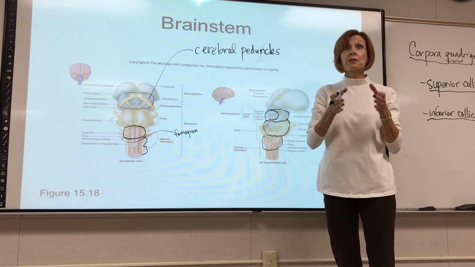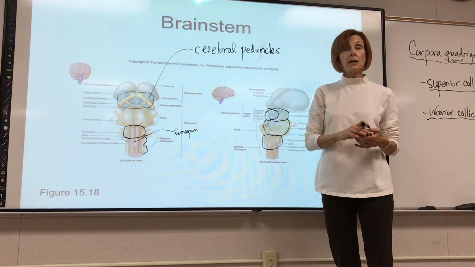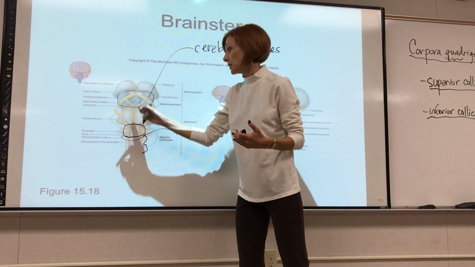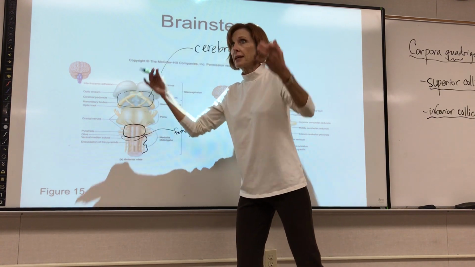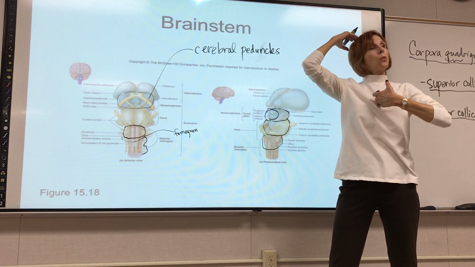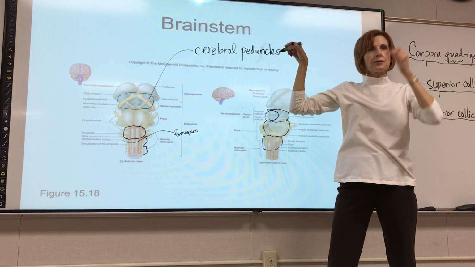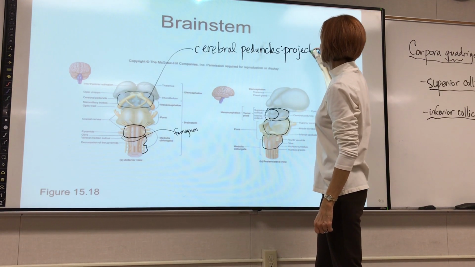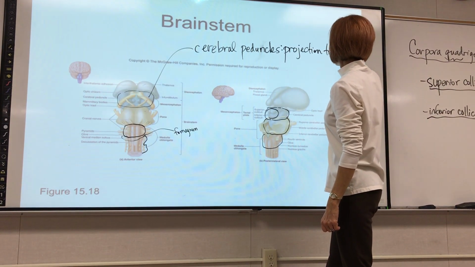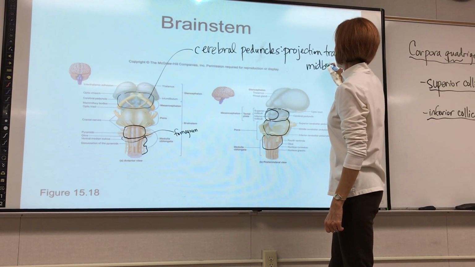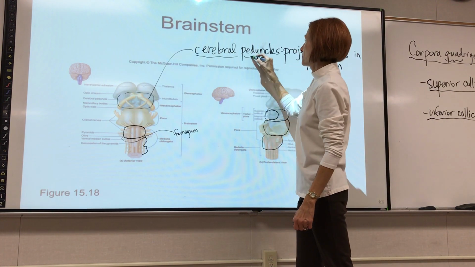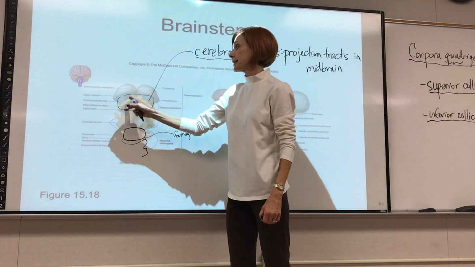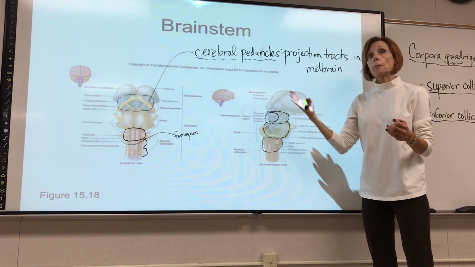You guys know tracts are groups of axons traveling together, right? So if you think about it, it makes sense that we're going to have a lot of axons traveling through the entire brainstem because we have to connect the brain to the spinal cord, right? What type of tracts are these based on the direction they're traveling? Projection, yes. So this is projection tracts in the midbrain. Okay, they're referred to as the cerebral peduncles. And notice they're on the anterior aspect, where the corpora quadrigemina are posterior.